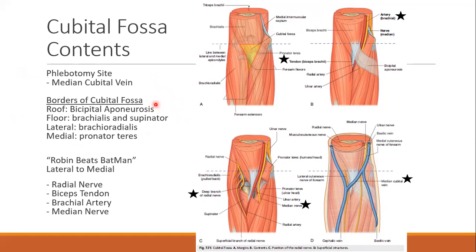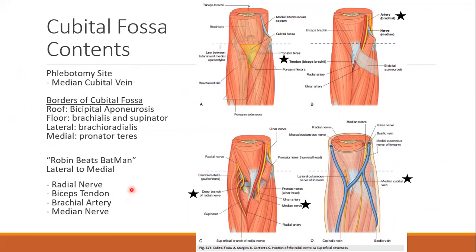The borders of your cubital fossa include its roof, which is the bicipital aponeurosis, the floor, which is the brachialis and supinator muscles. So there's supinator, and where is brachialis? Brachialis would be up here because it's hugging the bone. So probably right there. The lateral border is your brachioradialis, which you can see here. And then the medial border is your pronator teres.